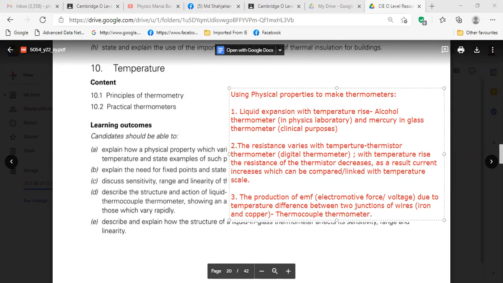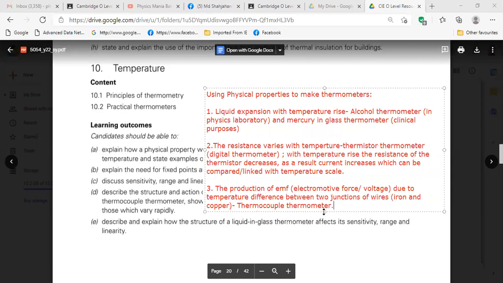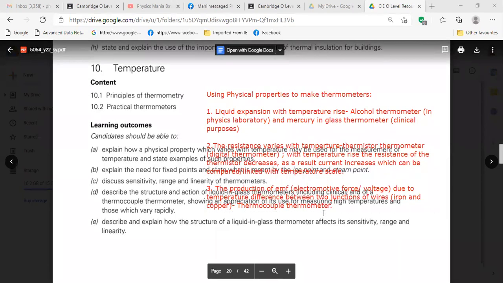Okay, so here we got three physical properties which are used to measure the temperature, or to make the temperature scale, or to make the thermometer. So, all of you are done with writing? Yes, sir. Very good. Then Mahi, you are done? Yes, sir. Okay, could you please send it?